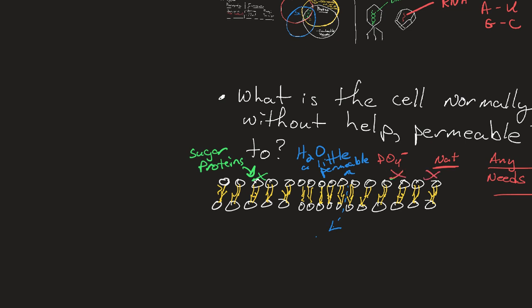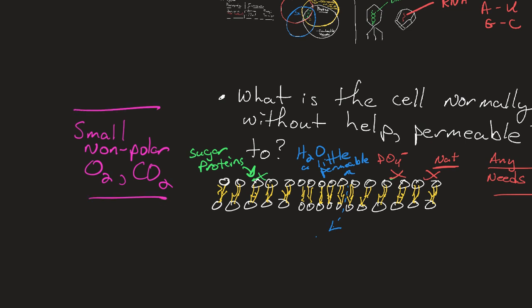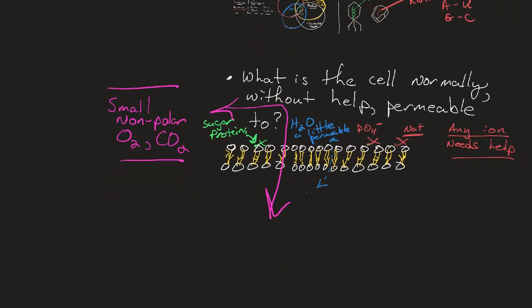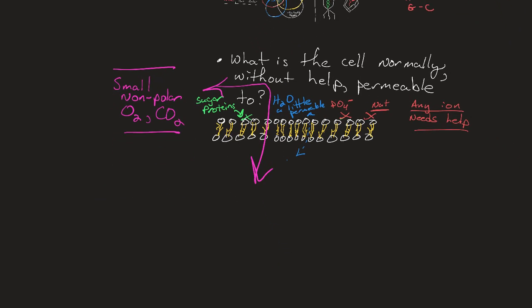What gets through? Anybody know what gets through? What is it that gets through the cell membrane easily? Small and nonpolar molecules. What are they? Oxygen gas, CO2 gas. They go through easily in both directions. All right. So that's what gets through without any help.